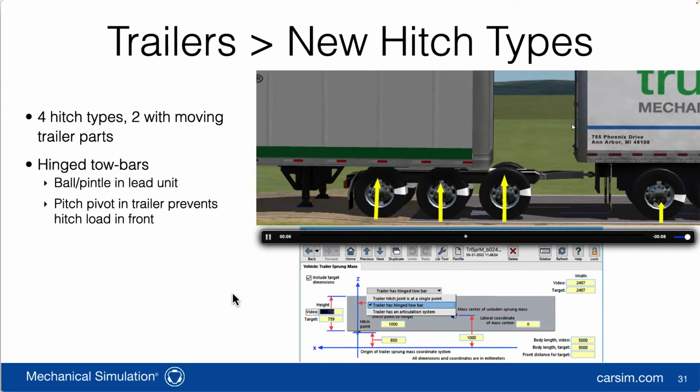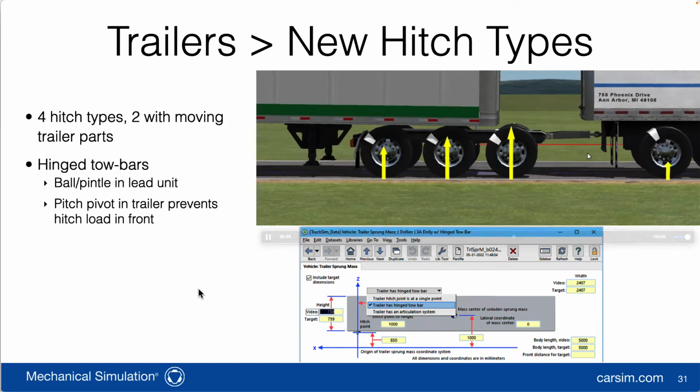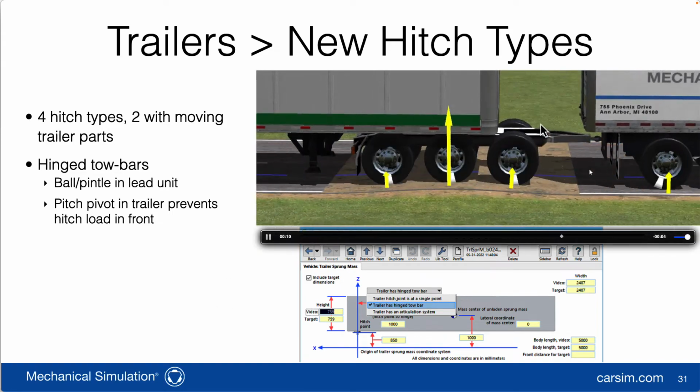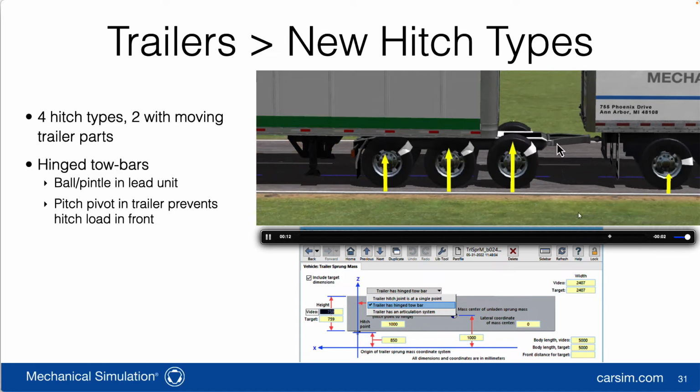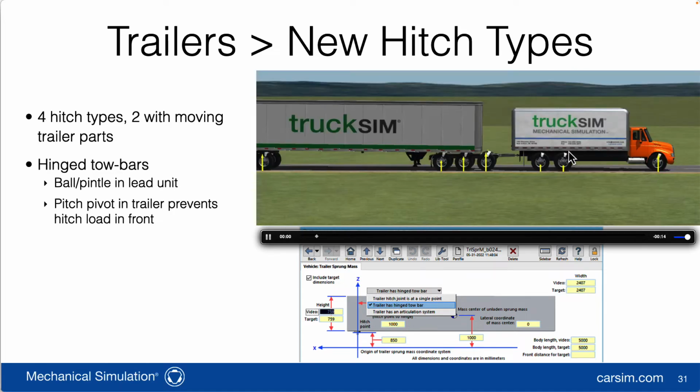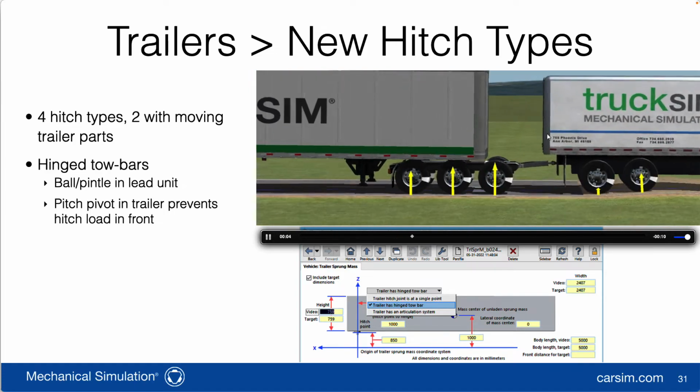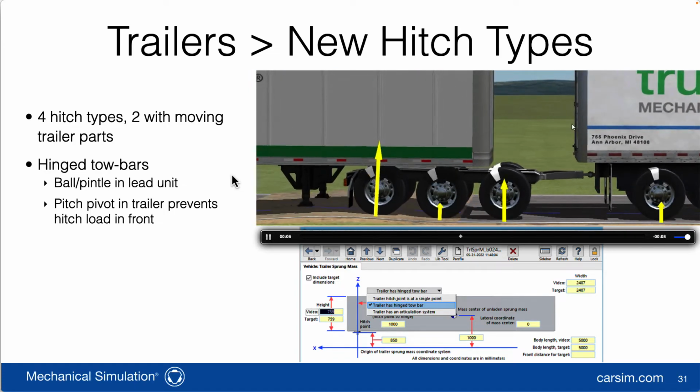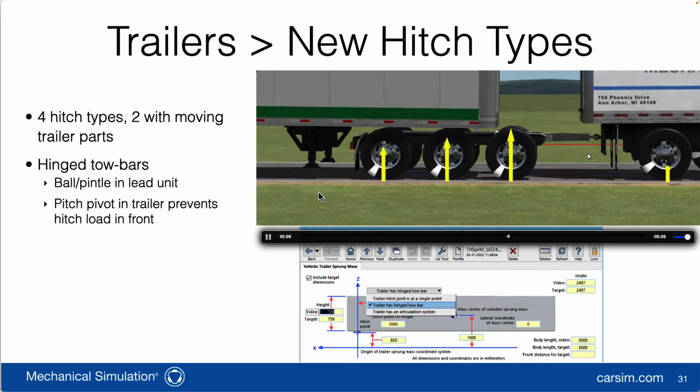Here is an example showing a hinge tow bar, and the trailer has a hinge here so that the front part, the tow bar, cannot transfer load to the leading unit. It prevents it. It means that in this case the dolly is taking the whole front end load of the trailer.